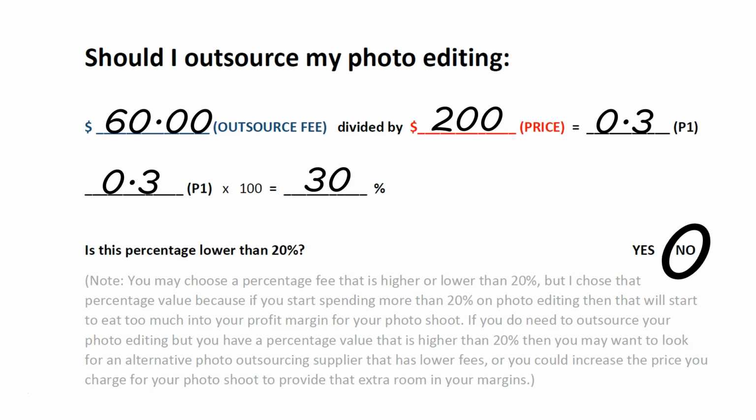So as you can see here, I've said that if you do need to outsource your photo editing, but you have a percentage value that is higher than 20%, then you may want to look for an alternative photo outsourcing supplier that has lower fees, or you could increase the price you charge for your photo shoot to provide that extra room in your margins. Now we've got 2 more questions, so let's look at those.